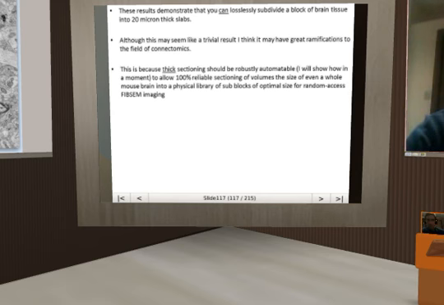So these results that I just showed you demonstrate that you can losslessly subdivide a block of brain tissue into these 20 micron thick slabs. This may seem like a trivial result, but I think it may have great ramifications for the field of connectomics. This is because thick sectioning should be robustly automatable, as I'll show you in a moment, to allow 100% reliable sectioning of volumes the size of even a whole mouse brain into a physical library of subblocks of optimal size for random access FIB-SEM imaging.